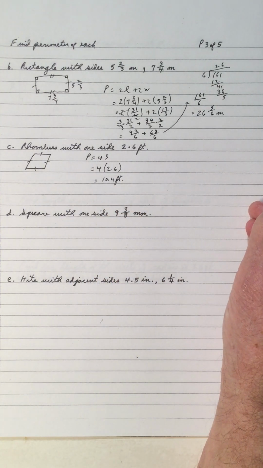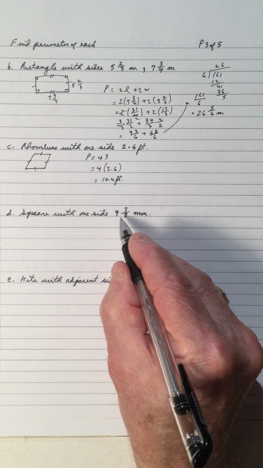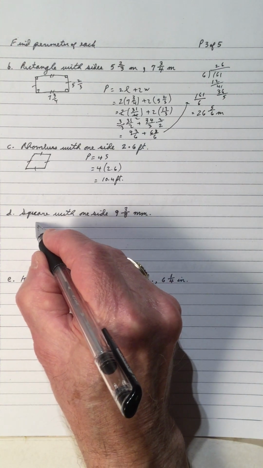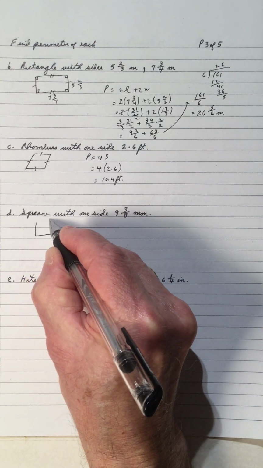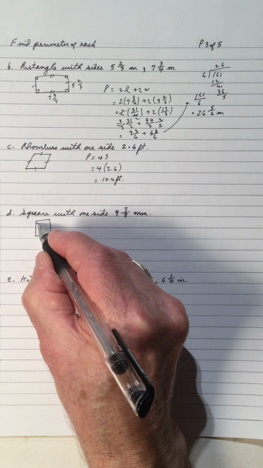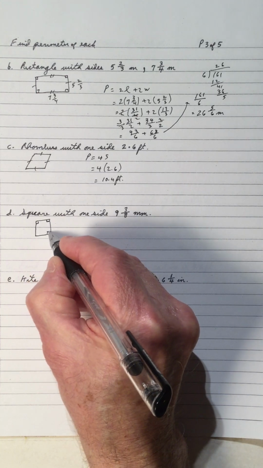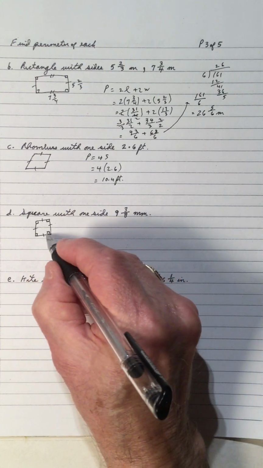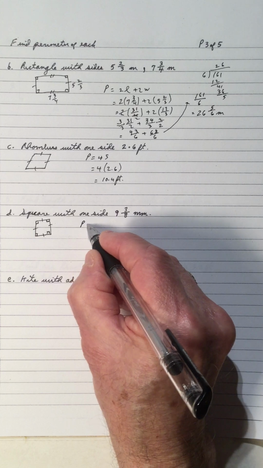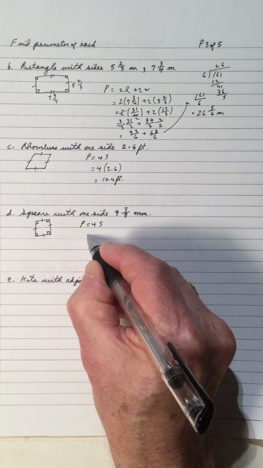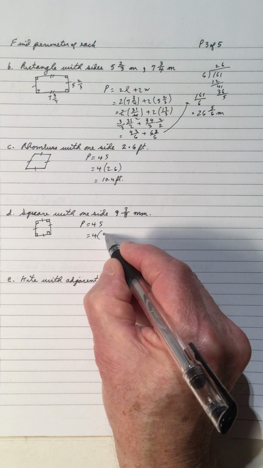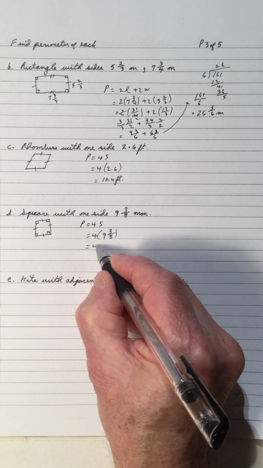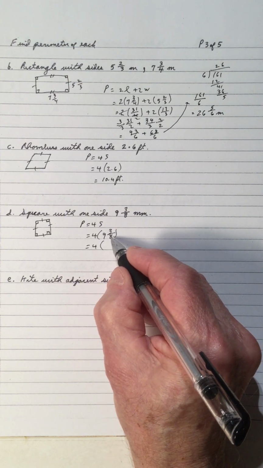Perimeter of a square with one side of 9 3/8. A square has all sides equal, but the only difference between a rhombus and a square is that a square has a right angle, or right angles, and all sides equal. So the perimeter of a square is the same as the perimeter of a rhombus, 4S. So it's 4 times 9 3/8. Again, change your mixed numeral to an improper fraction.